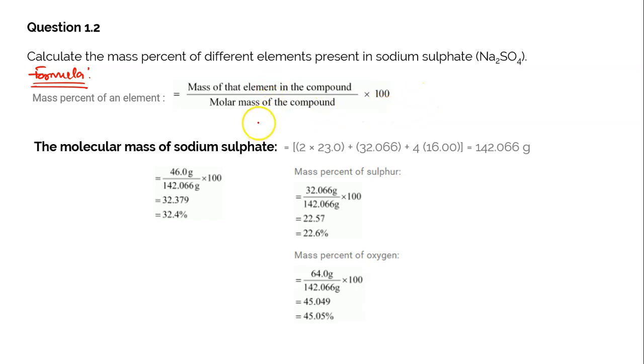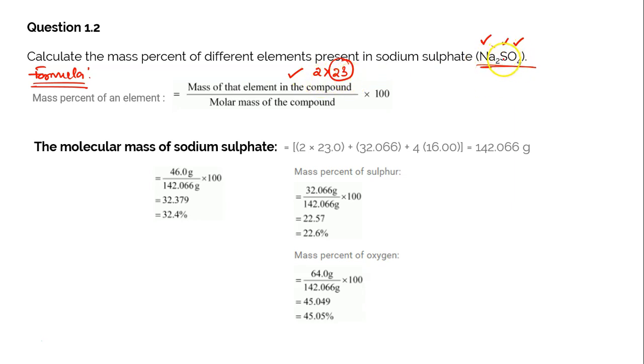A few points that you need to get clarity about over here. 1. Mass of the element. Say for example, you are talking about the given molecule, which is sodium sulfate. So in sodium sulfate, you are asked to calculate the mass percentage of sodium, sulfur and oxygen. When you are calculating mass percentage of sodium, in the numerator, you will be taking the mass of sodium with respect to this molecule. So you have 2 sodium atoms. So in the numerator, you will be taking 2 into 23. 23 is the mass of 1 sodium. Since you have 2 sodiums over here, you are taking 2 into 23.